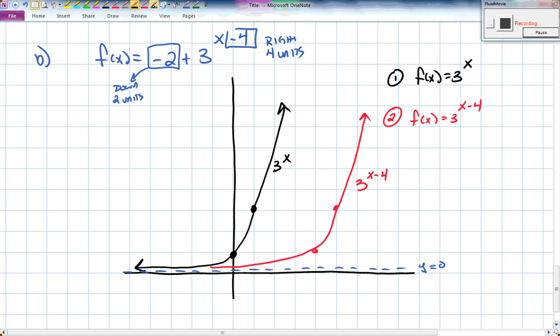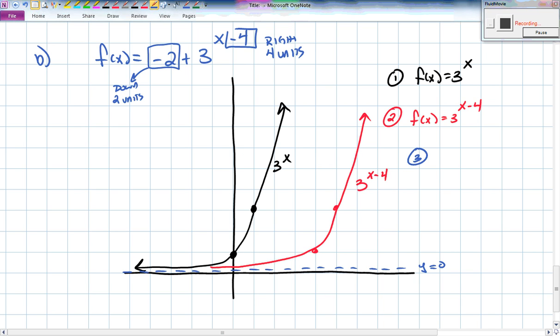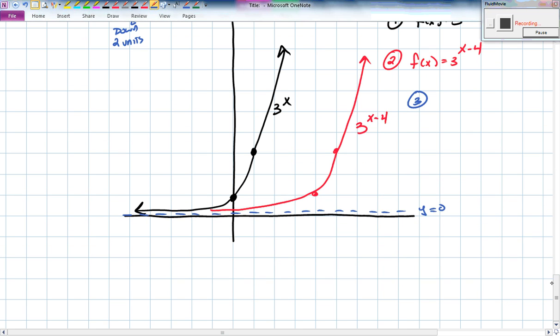Wait, how do you know that it shifts 4 to the right instead of...? Because it says x minus 4. So if it's negative, it goes right. So I got 4 units to the right. And then the last thing I have to do is shift this whole thing down 2 units. So that's going to be in blue for me. So take each anchor point, go down 2, 1, 2. But there's something else that moves down 2 units as well. What is it? The asymptote. So the new asymptote, instead of y equals 0, is going to be y equals -2.